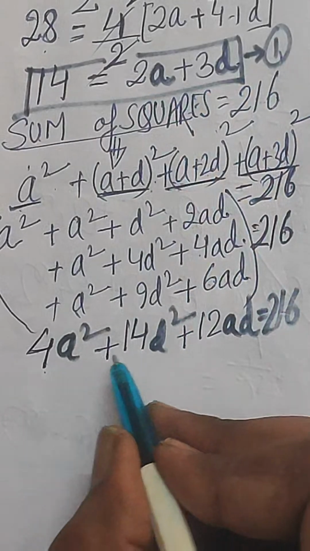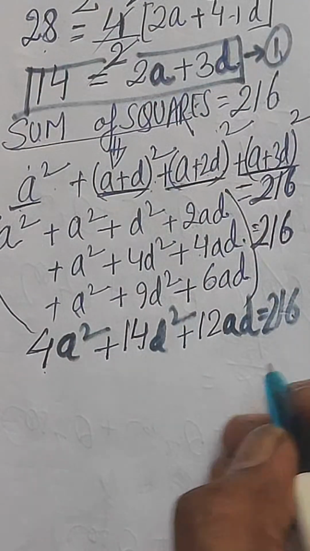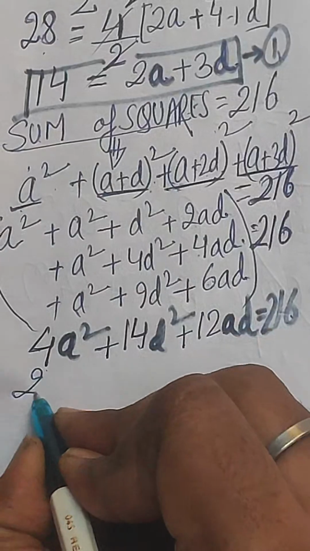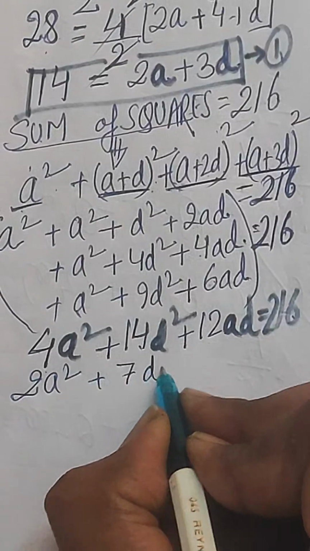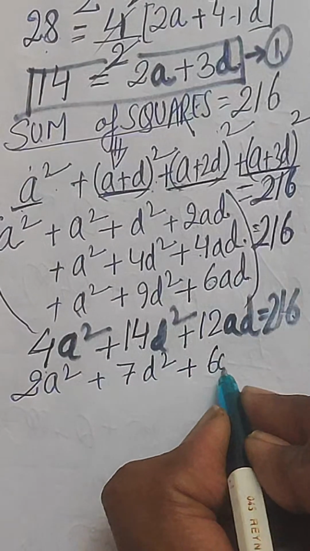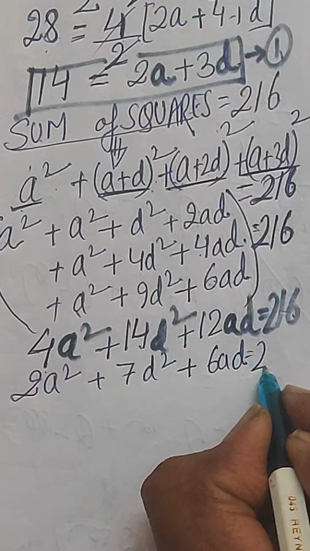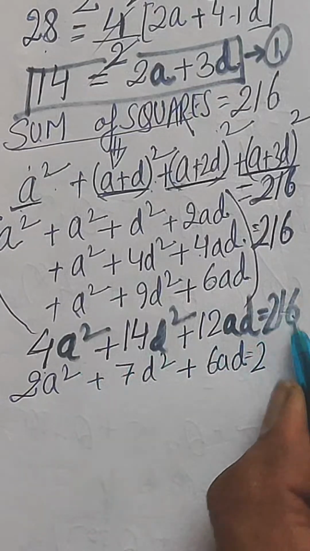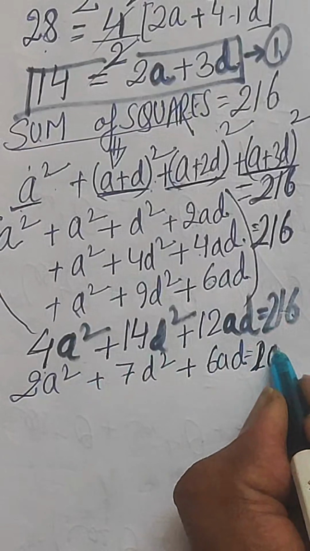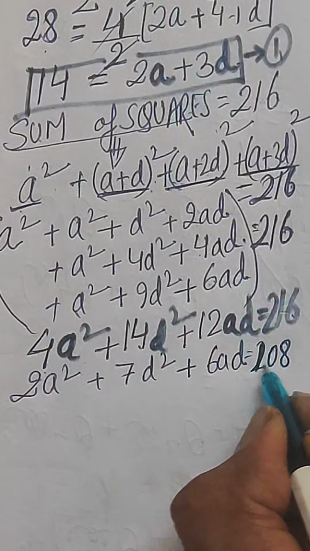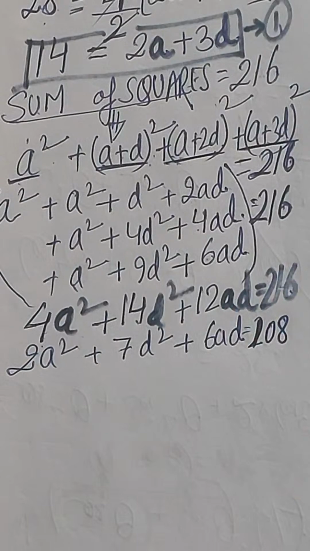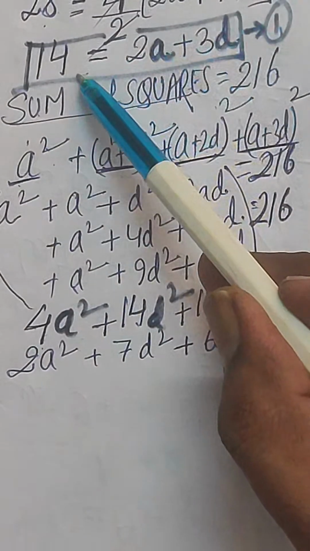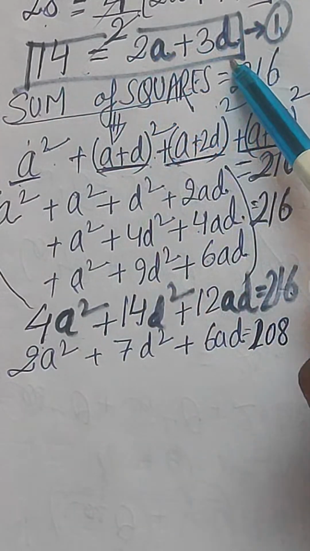So you can see 2 can be taken as common from all this. So it will be simplifying to 2a square plus 7d square plus 6ad, and 2 is taken as common, so it will be 108. 216 divided by 2. 2 is taken from all the 4 terms. Now students, we have derived that 14 equals 2a plus 3d.